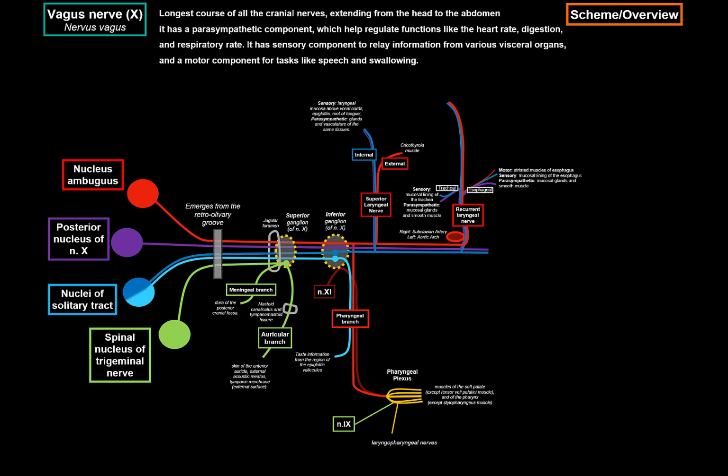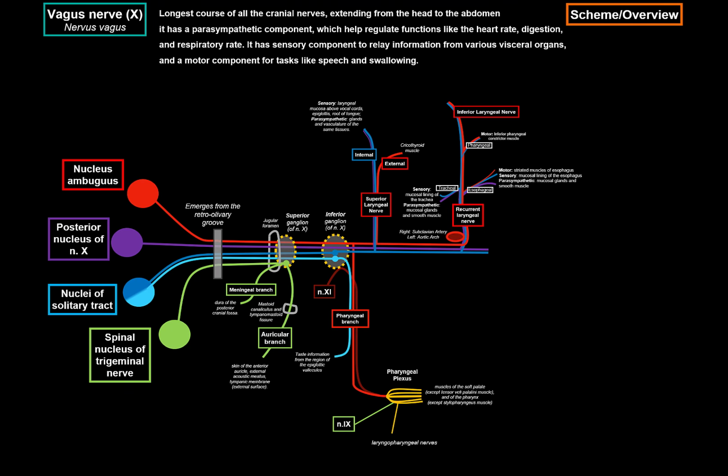We got the esophageal branches, which provide motor innervation to striated muscles of the esophagus, sensory innervation to the mucosa, and parasympathetic innervation to glands and smooth muscles of the esophagus. It's also going to provide motor innervation to the inferior pharyngeal constrictor muscle and a little bit of sensory innervation to the pharyngeal area as well. The recurrent laryngeal nerve is going to go up towards the larynx and terminate as the inferior laryngeal nerve.